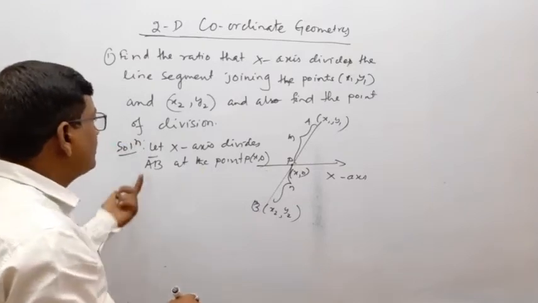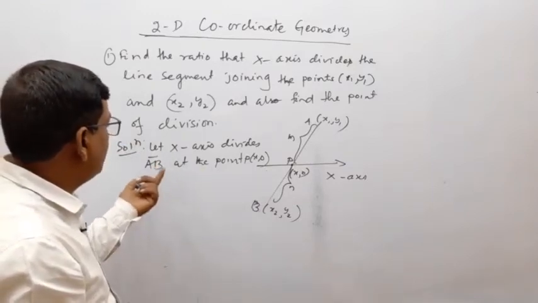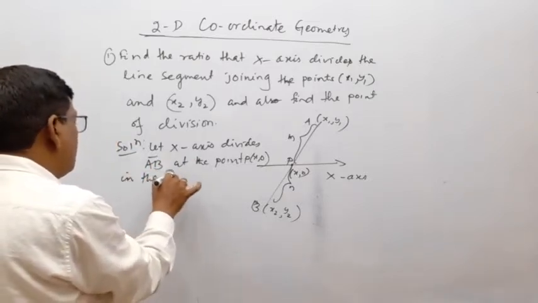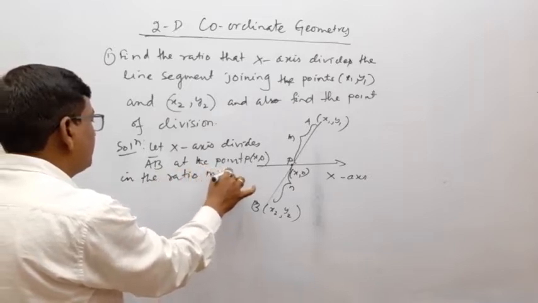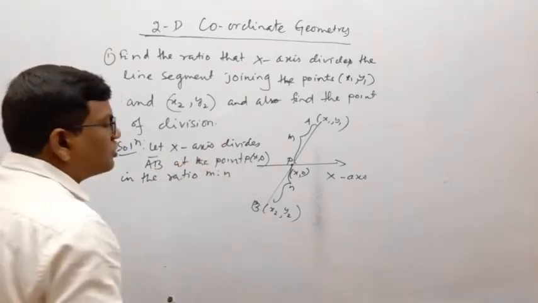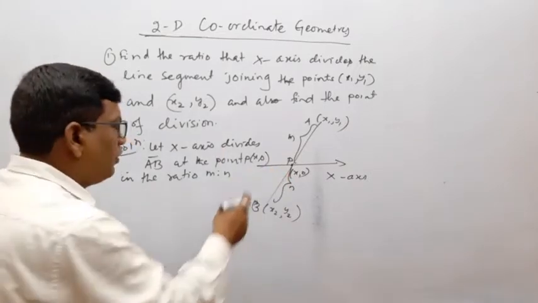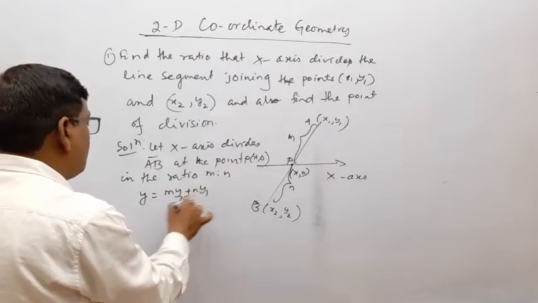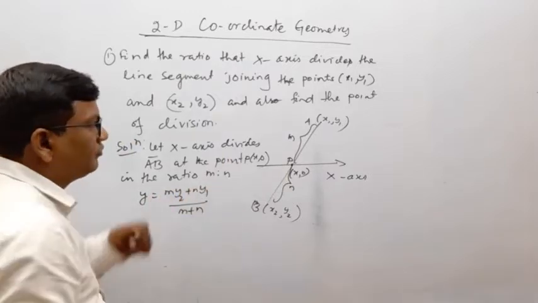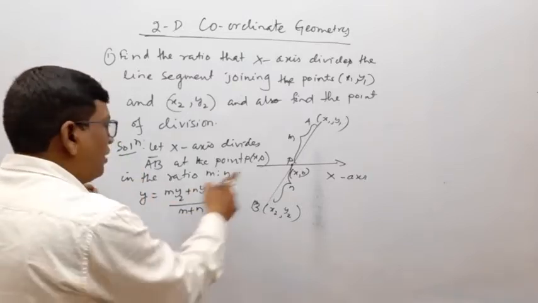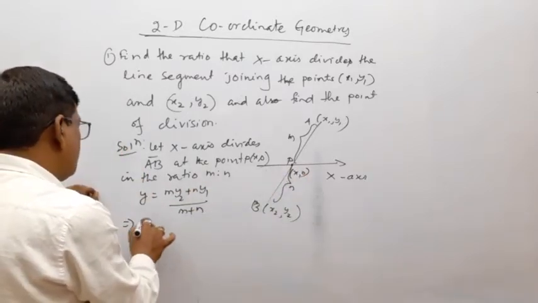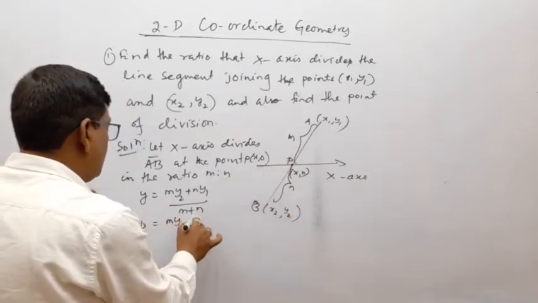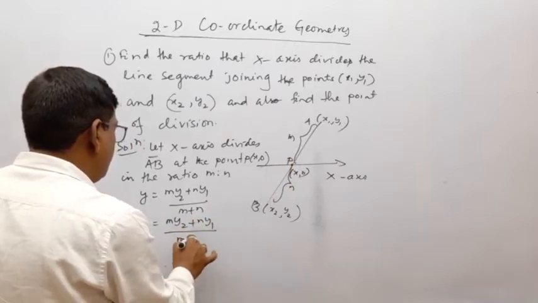Now let the x-axis divide the line segment AB at the point P of x comma y in the ratio m is to n. Now the coordinates of P: x coordinate is given as x, and the y coordinate we know is m into y2 plus n into y1 divided by m plus n. The y coordinate is 0 here, that implies 0 is equal to m into y2 plus n into y1 divided by m plus n.